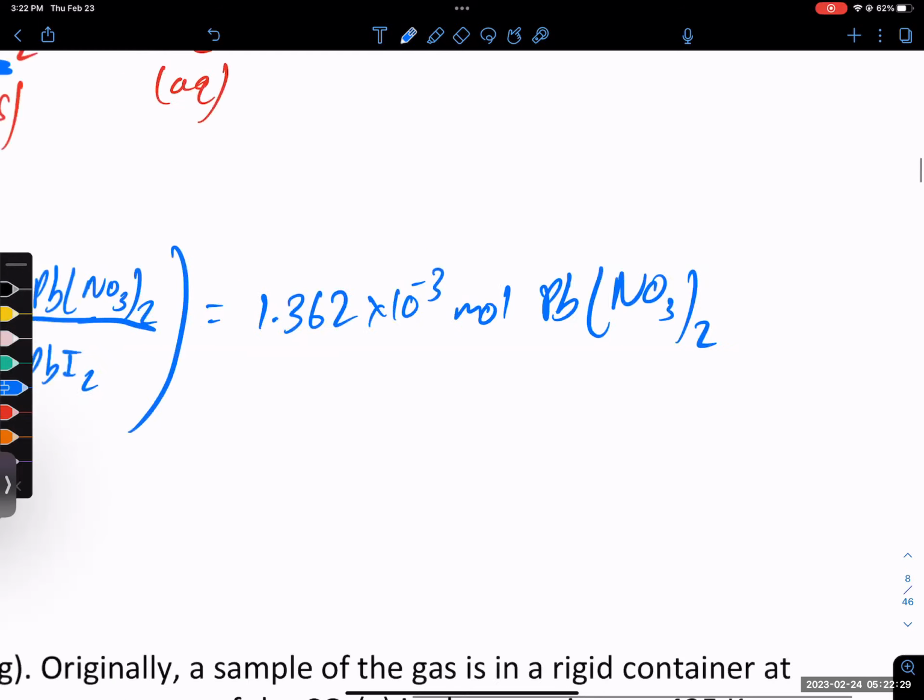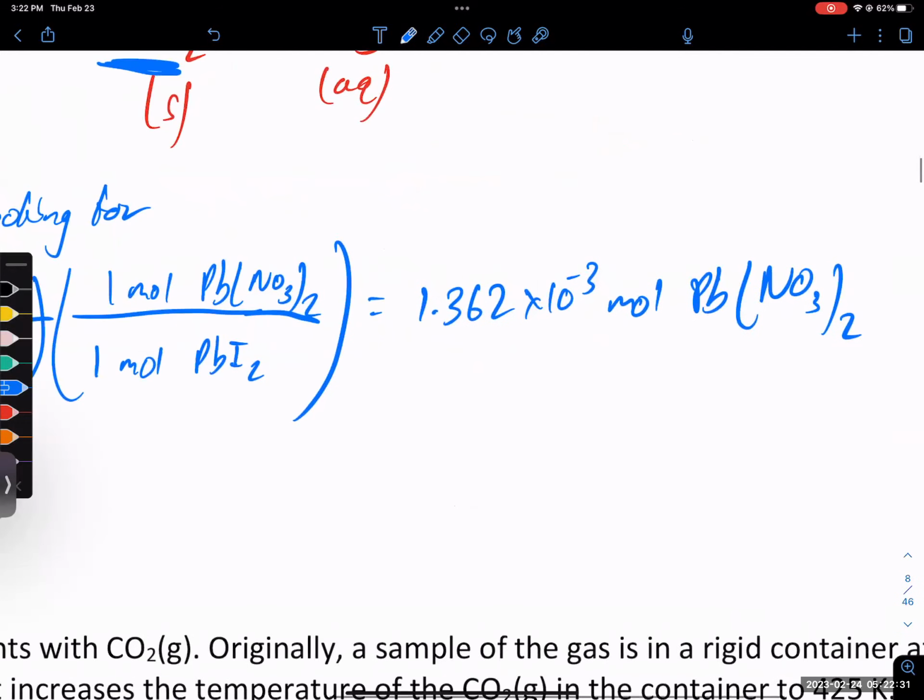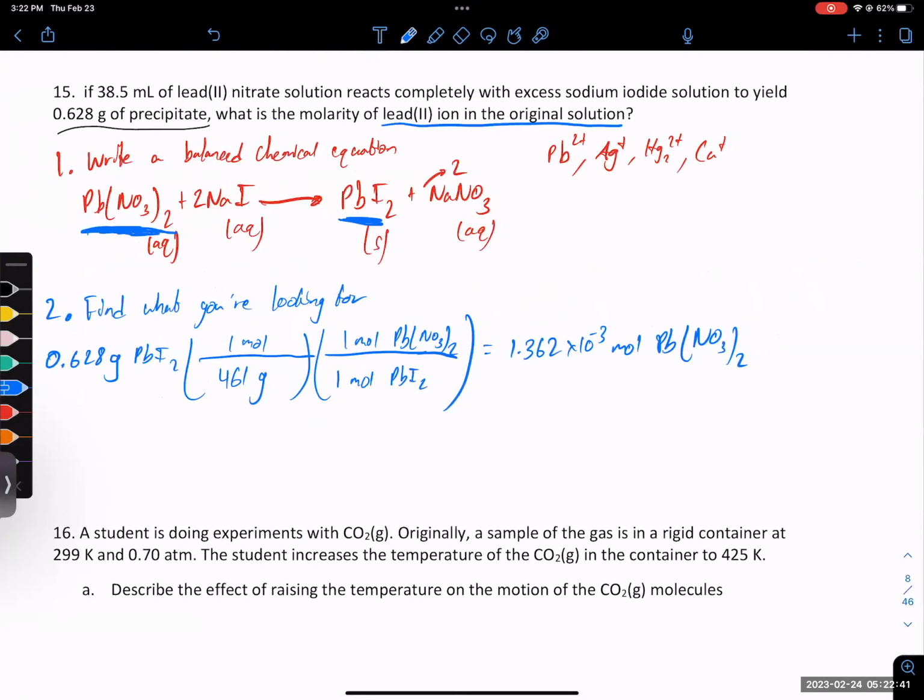The molarity of lead-2 nitrate is the molarity of the lead-2 ion. But for explaining purposes, we can convert to the moles of lead-2 ion. You would just realize that it's a 1-to-1 ratio still, so you would end up with the same number. So that makes sense. This is writing it out for continuity purposes.